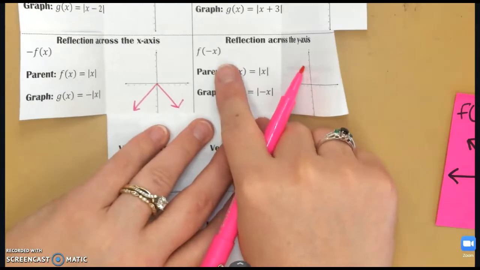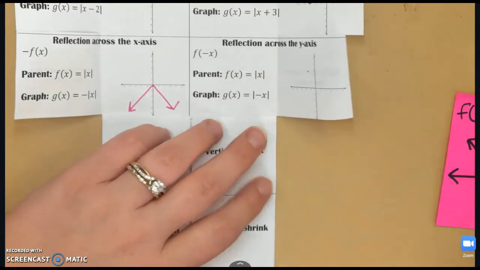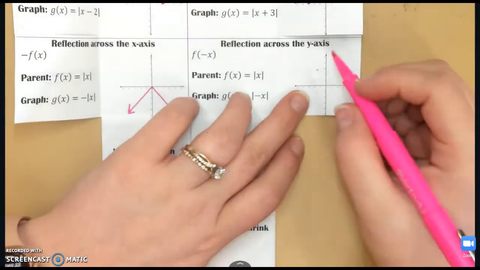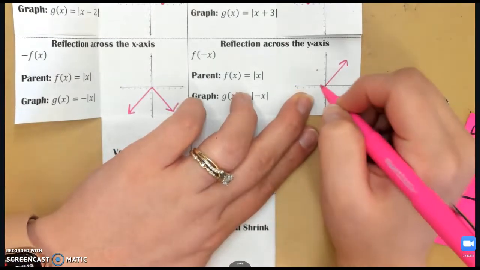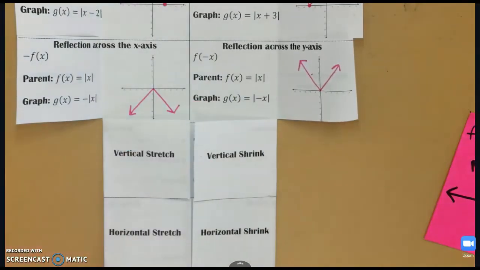Now when the negative is inside, that means we are reflecting across the y-axis, and if I reflect this across the y-axis, it's going to look the same, and that's because it is symmetrical. So again, outside we're reflecting across the x-axis, inside we're reflecting across the y-axis.